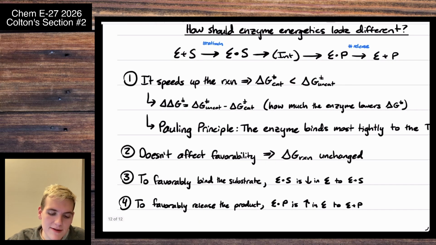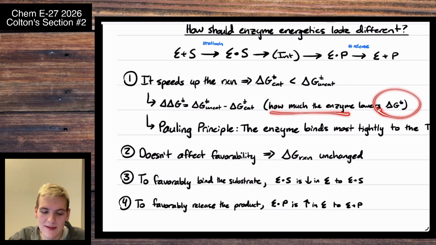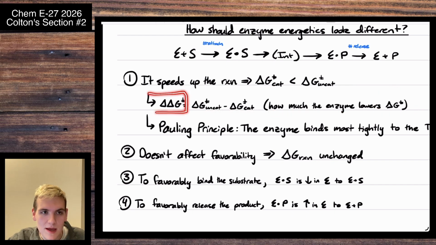We can also calculate this value that looks crazy called delta delta G double dagger, which is just the difference in energy between uncatalyzed and catalyzed delta G double dagger. So basically, it's like how much the enzyme lowers the activation energy. That's delta delta G double dagger. But it does feel ridiculous, and it does feel like closer and closer to like Wingdings font, where it's just symbols and there are no letters.